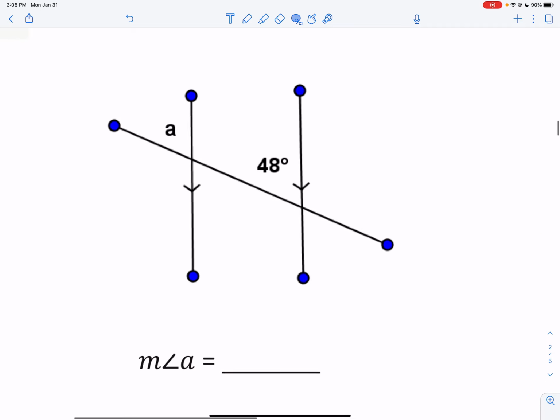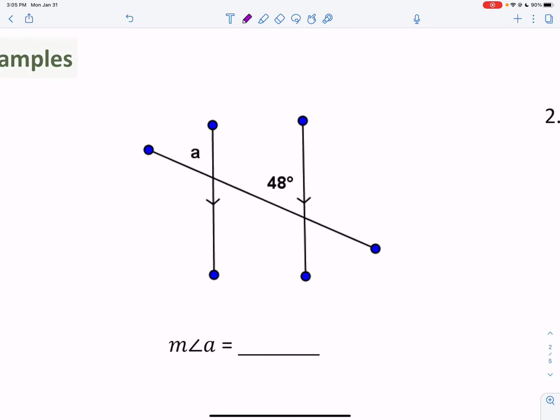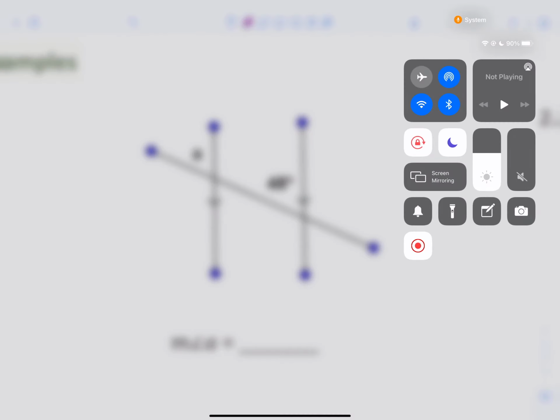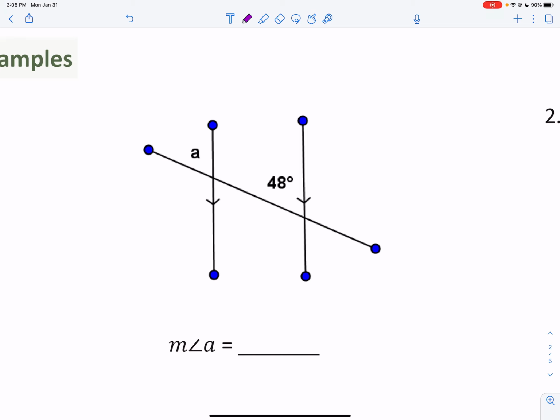So let's use them a little bit. Let me just double check how long I've been recording. It doesn't tell me. That's cool. All right, let's just work on a couple of these, and then I'll switch videos, and I'll make a part 2.